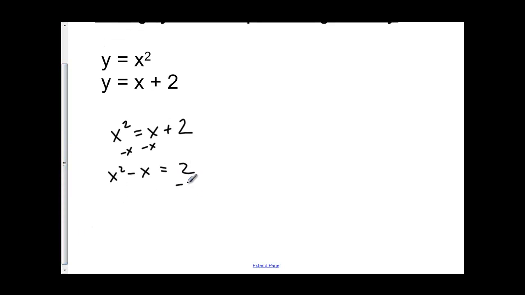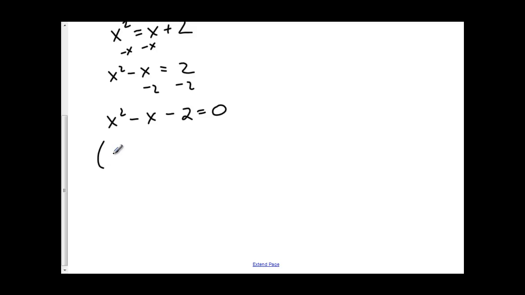Now, since this is a quadratic equation, I am going to make it equal to 0. So I'm going to subtract x from both sides, and I get x squared minus x equals 2. Then I'm going to subtract 2 from both sides, and I get x squared minus x minus 2 equals 0. In order to solve this equation, now I can factor it. So I've got x minus 2 and x plus 1 equals 0.